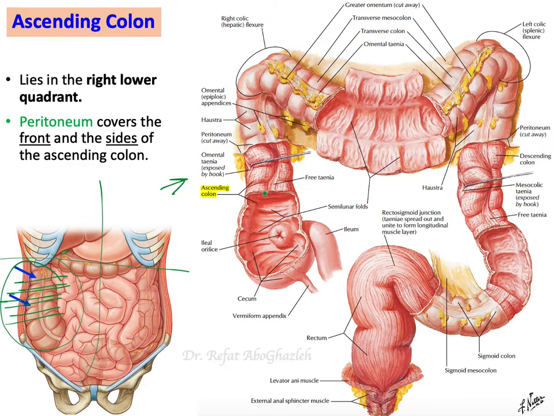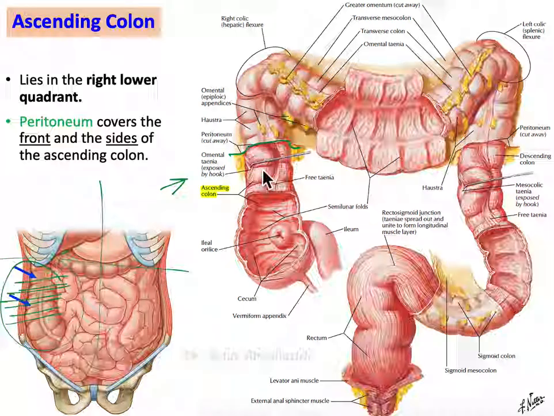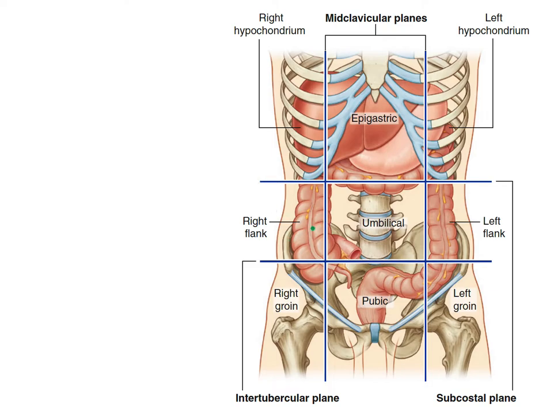Back to the ascending colon, look at the peritoneum that covers the lateral and just the anterior surface of the ascending colon. That means no peritoneum behind it. That means it's a retroperitoneal structure. So this is just to show you that it's located mainly in the right iliac, in the right lower quadrant. And here, if you divide it into nine regions, it's in the right flank.